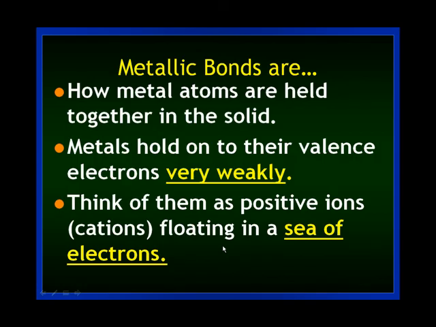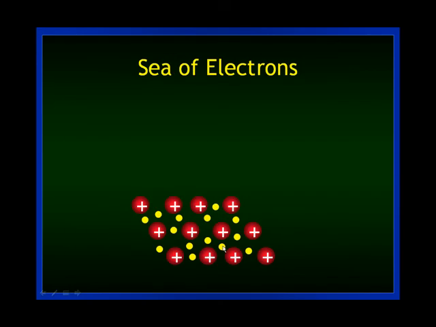So now I'm talking about your transition metals, the ones in the middle that I crossed out on the periodic table and I said don't worry about them. You're still not going to have to count the valence electrons, but you're going to have to understand how the electrons are positioned. And so essentially what you have is those positive ions still, your cations, floating in a sea of electrons. Okay, so those valence electrons are much more mobile.